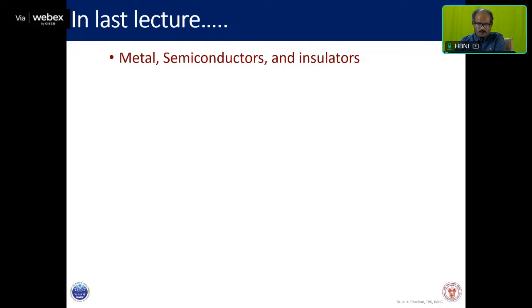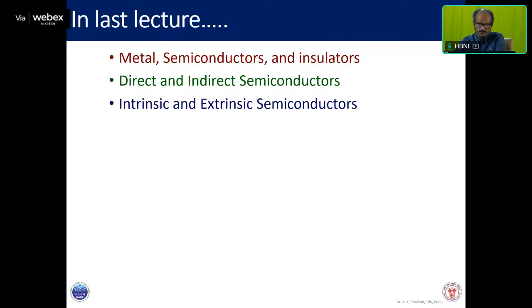In the last lecture, we understood the difference between metals, semiconductors, and insulators. Then we saw direct and indirect semiconductors. Direct semiconductors are where the maximum of the valence band is at the same k position as the minimum of the conduction band. In indirect semiconductors, they differ, and in order to have a transition, you need lattice contribution.